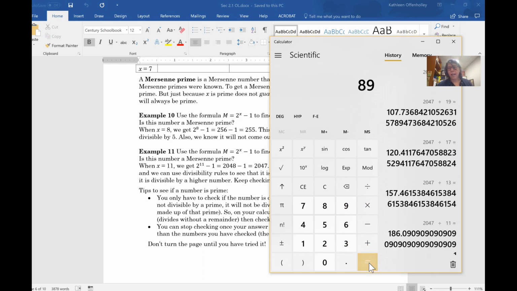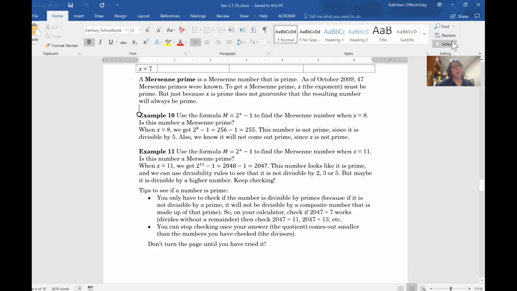Look at that. 89. It's not prime. It is a composite number. So that's how you check if a number is prime or not. You have to keep going until your results get as small as the numbers you've already tried.